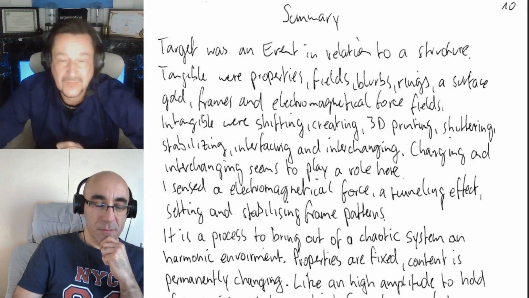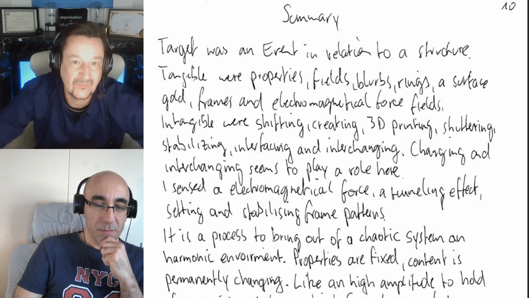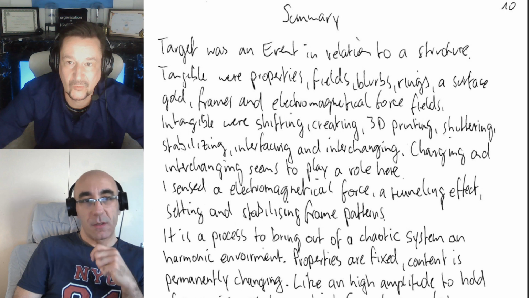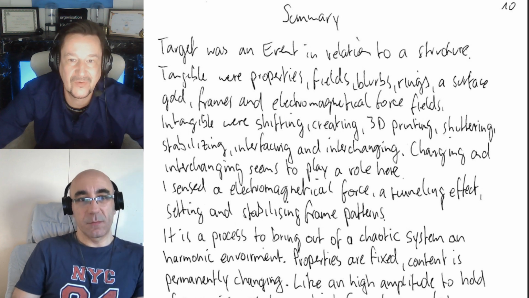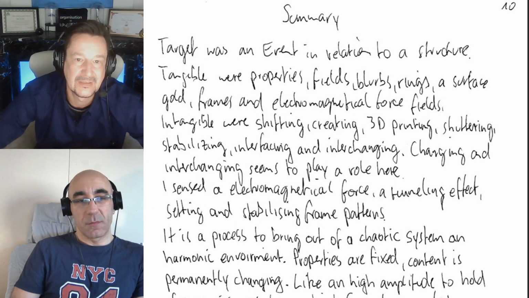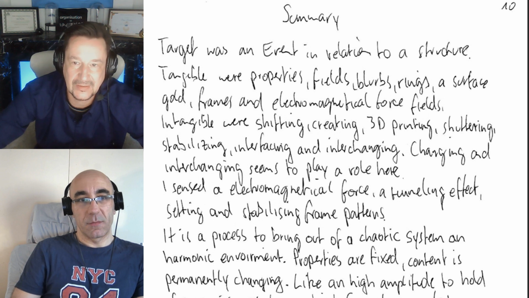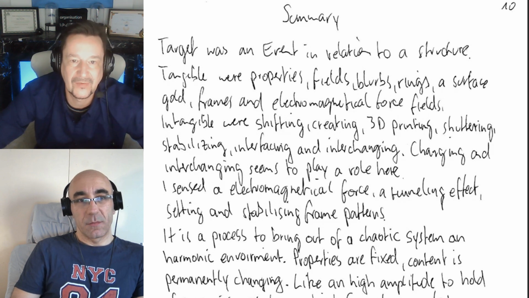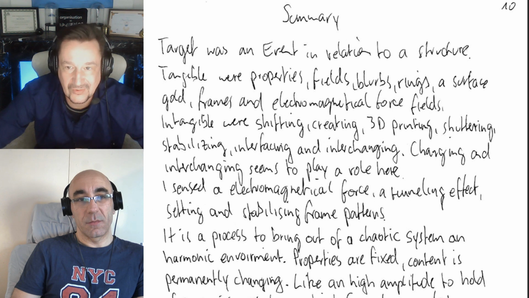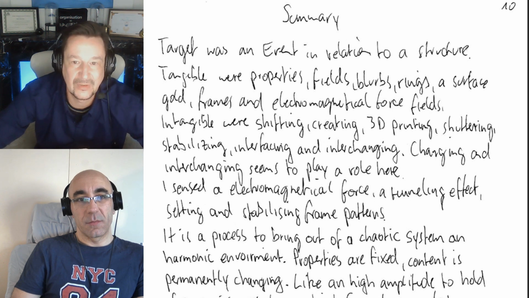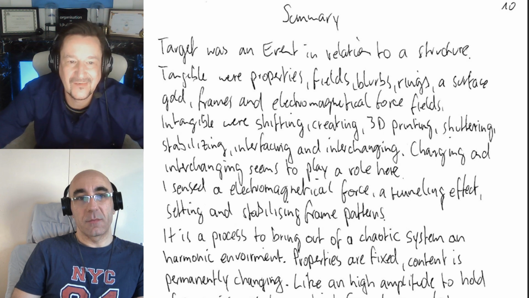Target was an event in relation to a structure. Tangible were properties, fields, blurbs, wings, surface, gold, frames, and electromagnetical force fields. Intangible were shifting, creating, 3D printing, shadowing, stabilizing, interfacing, and interchanging. Charging and interchanging seems to play a role here. I sensed an electromagnetical force, a tunneling effect, setting and stabilizing frame patterns. It is a process to bring out of a chaotic system a harmonic environment.